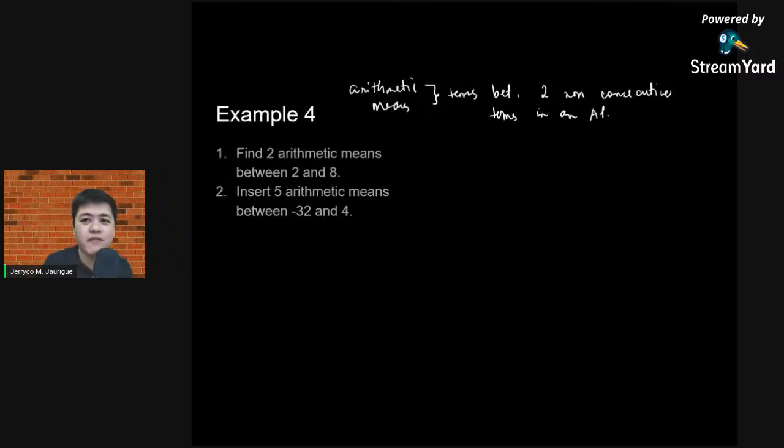So number 1, find two arithmetic means between 2 and 8. Nakasulat to dun sa module nyo, pero sagutan pa rin natin dito. I'll change color. Okay. So for number 1, kailangan daw natin magsingit ng dalawang arithmetic means between 2 and 8. So, 2, and then blank, blank, and then 8. By doing that, 2 is your A sub 1, and 8 is your A sub 4. Tama? This is your A sub 4.